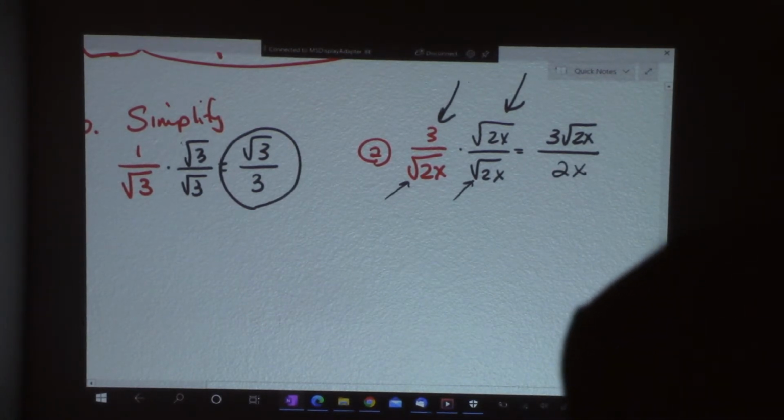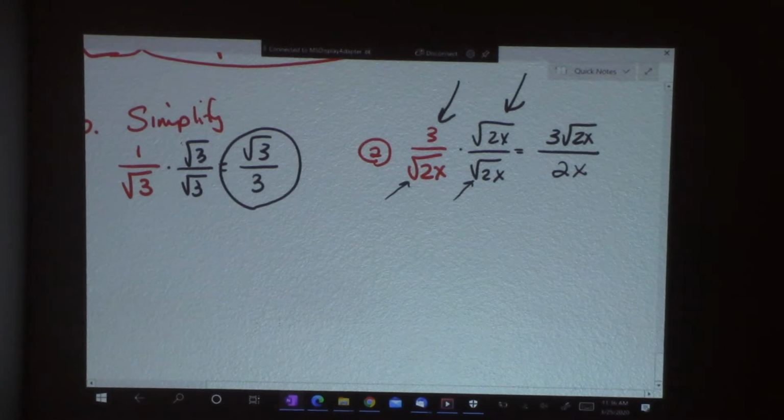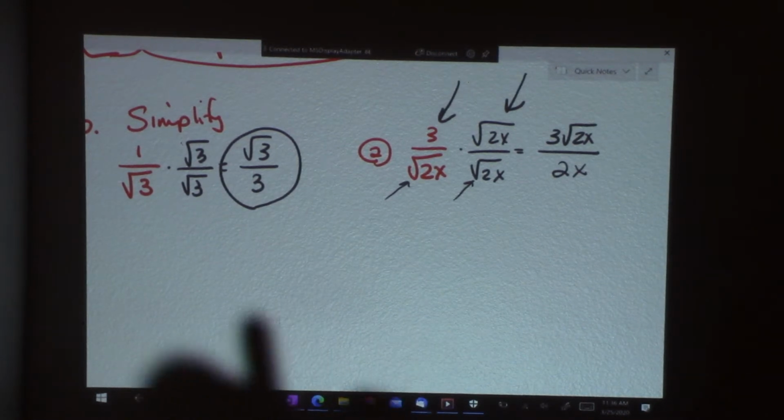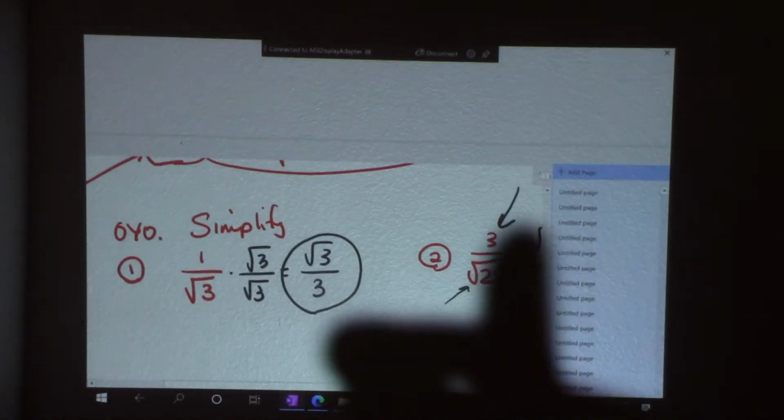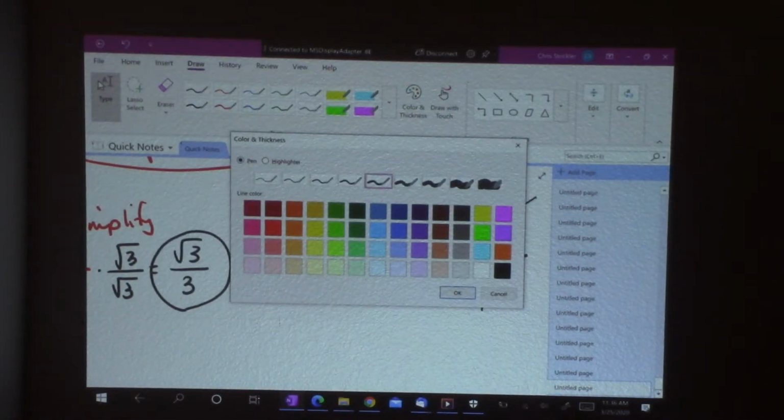Now, we haven't done it yet, but just be on the lookout. If I have numbers that are outside of the square root, like this 3 and this 2, I can simplify. I'm not going to do it now because 3 and 2, that's not an even simplification, but it's coming. All right, so I hope you understood those. I'm going to switch back to red, or let's do something else. How about blue?